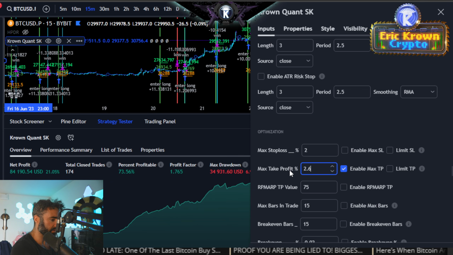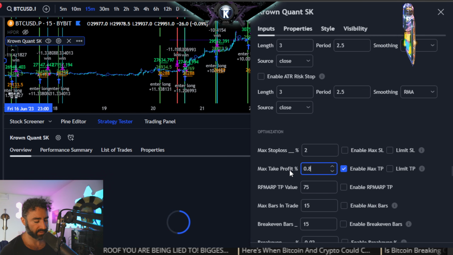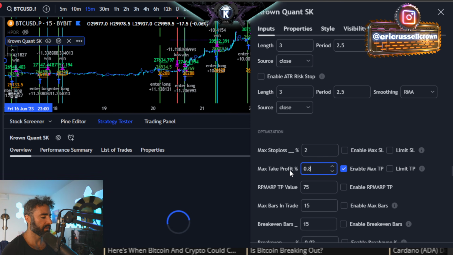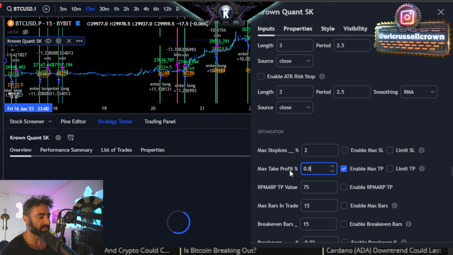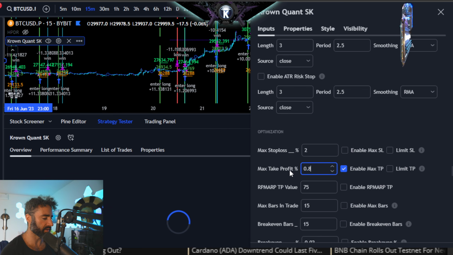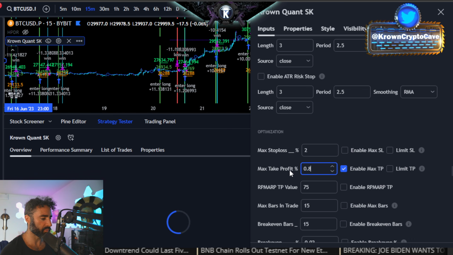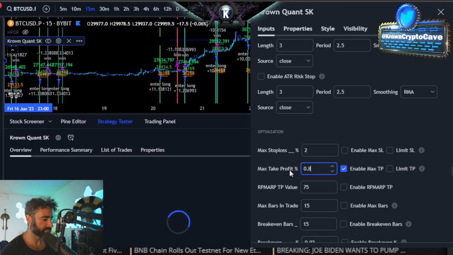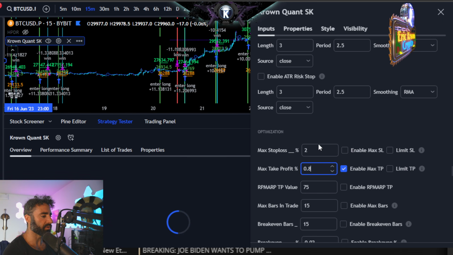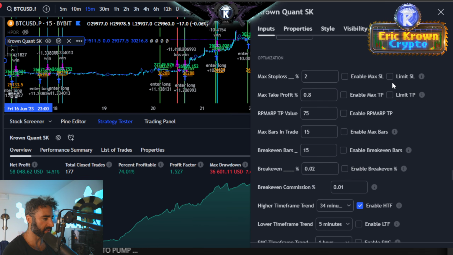Maybe we could try something much lower, like 0.8, so even less than 1%. I figure it's going to increase the amount of total trades taken, but it's going to get rid of some of the really big winners as well. So I don't know if that's a good move here, but we'll try. We'll see what happens. Come on. Can also use ATR for risk as well. Yeah, that's going to massively reduce it. So I'm going to get rid of this for now.